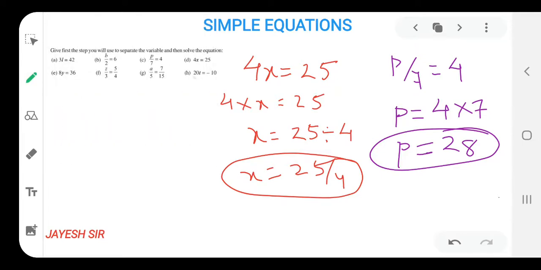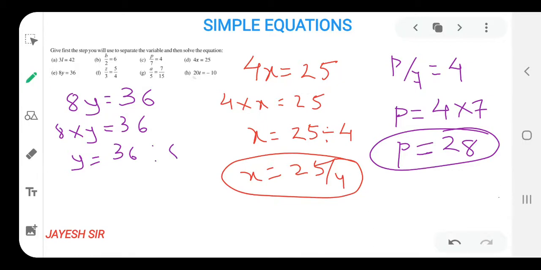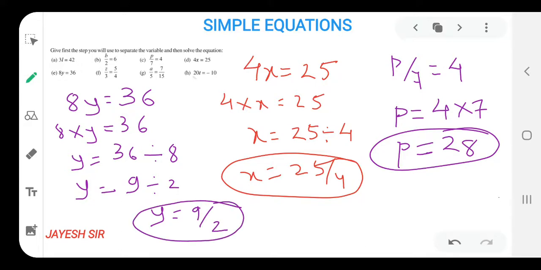So let us begin with the fifth sum, that is 8y equals 36. Now 8 and y are in multiplication over here and we are getting 36. Now y equals 36 divided by 8. Now we will try to cancel everything. Both come in the table of 4, so we can do that. 4 9s are 36, and 4 2s are 8. That can be written as y equals 9 upon 2. I hope you all might be getting it, friends.